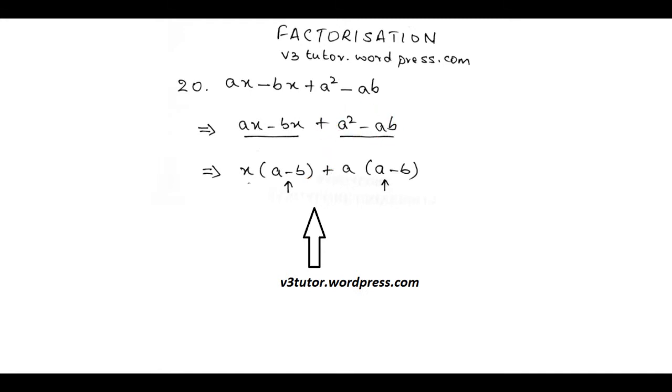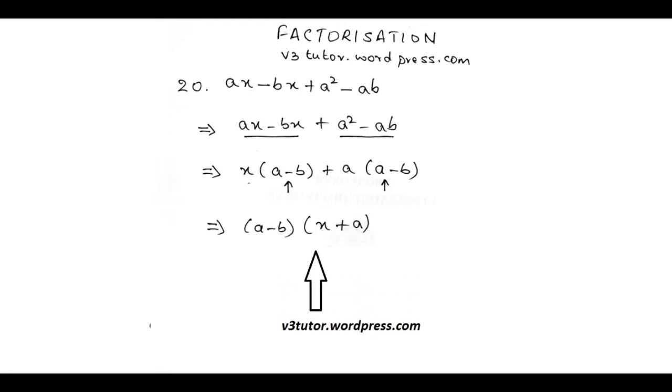Again in this term we find that a is common. So open the bracket and write what is remaining. In a squared, a is removed. So what remains is a, and in ab, b remains. So this expression reduces to x into a minus b plus a into a minus b. So further, if you see in this expression and in this expression, you find a minus b is common once again. So again we take out a minus b as common.